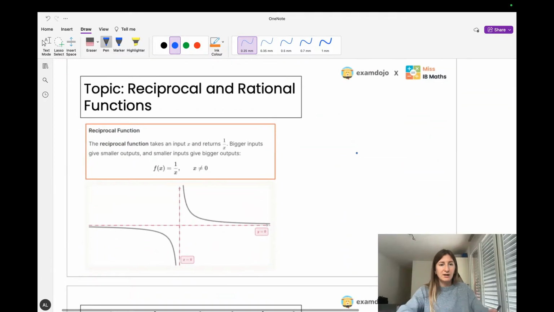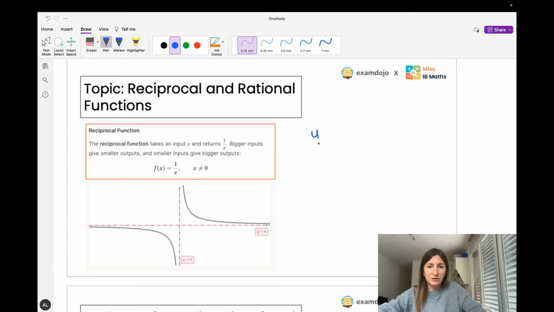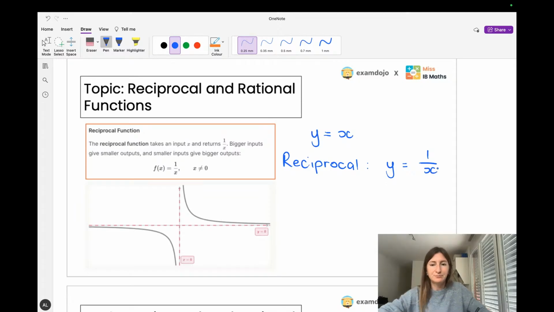So that's where we get reciprocal functions. If I have a function y equals x, the reciprocal function is just that on its head. So we get y equals 1 over x. We've just flipped it around. So that's what the reciprocal function is.